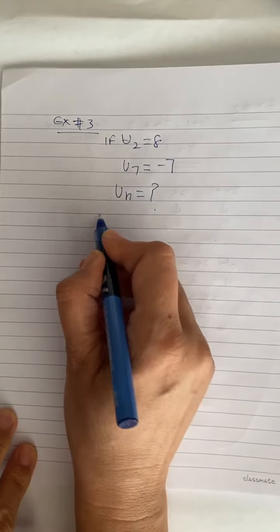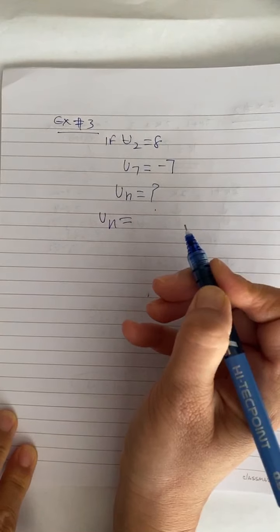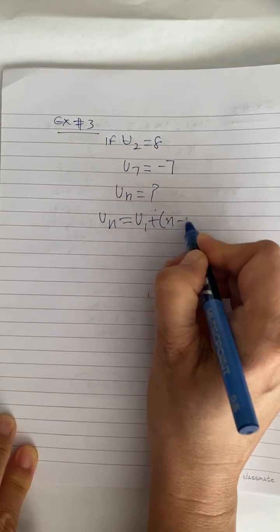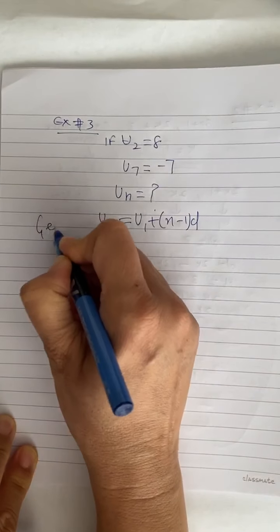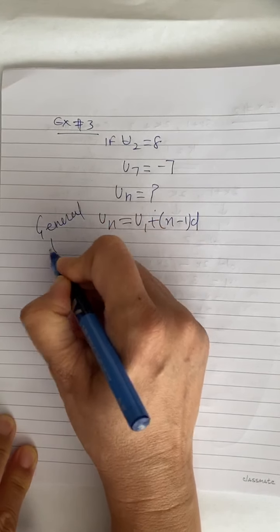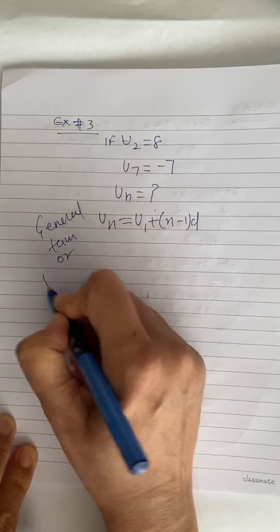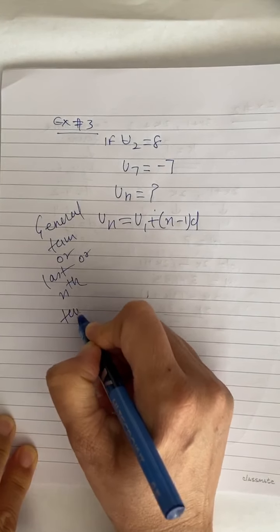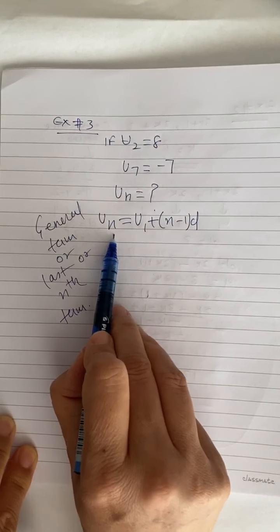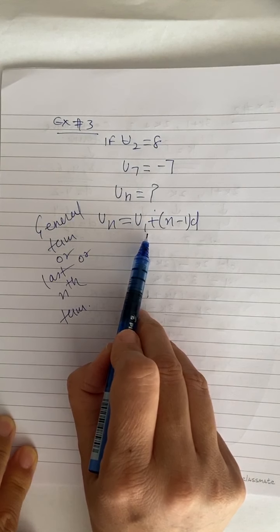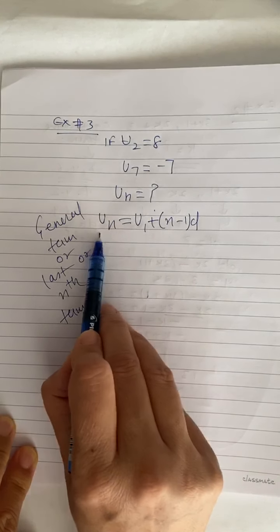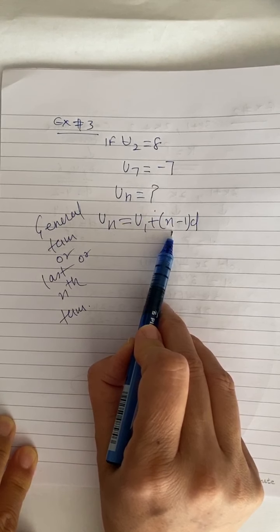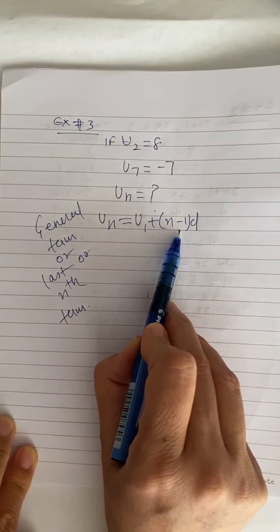To find un, the first step you should do is write down the general term. So this is u1 plus n minus 1 into d. That is your general term, or last term, or nth term. Now, to find un, because in un you will have n, it's a general term, so n will be in the final answer.